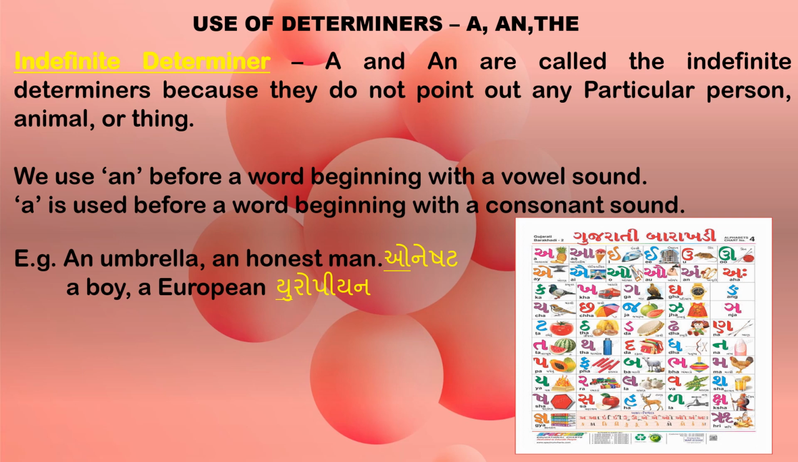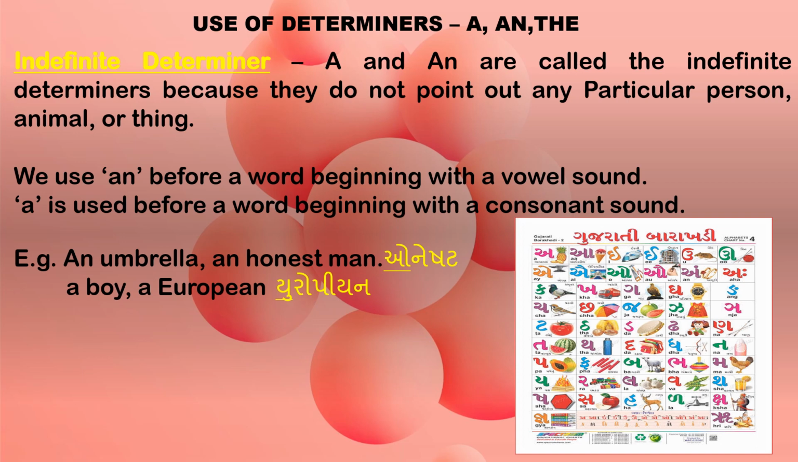Let us understand it. Example, an umbrella. It is understood that U is a vowel, so we have written an. Then, an honest man. Why have we written an before the consonant H? Children, to make it clear, H is silent here. We pronounce the word as honest, not hhonest. It is honest.